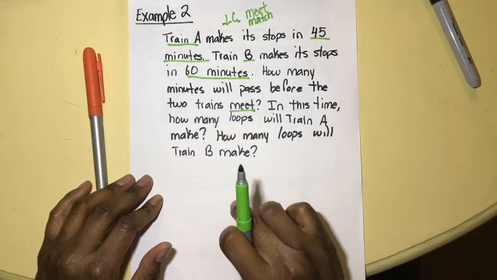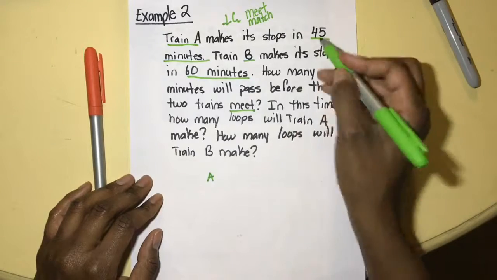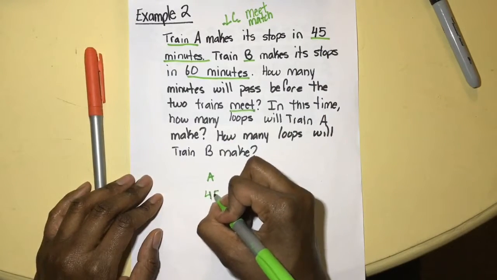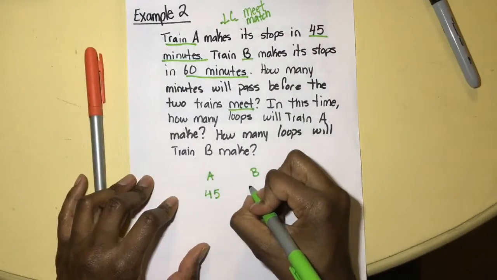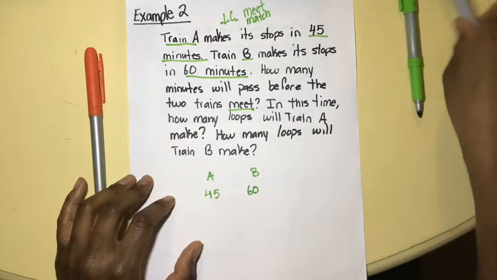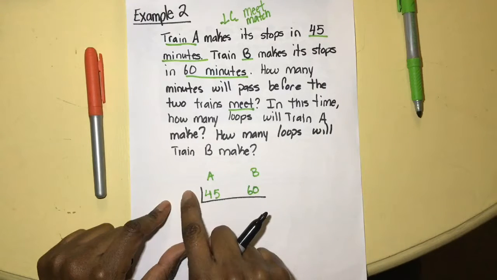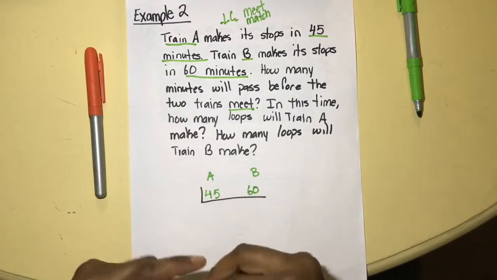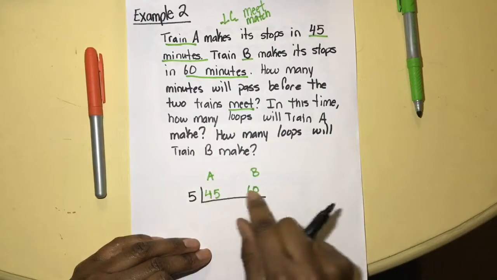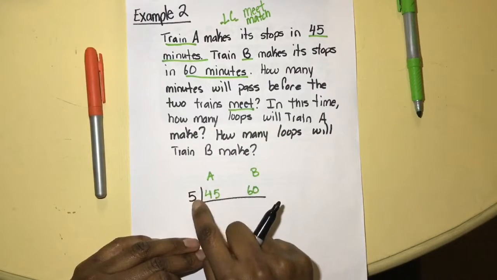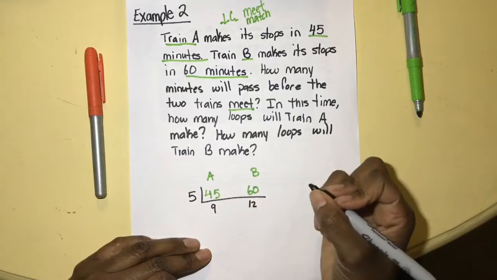For this example, I'm going to use the ladder method. So for train A, it makes its stops every 45 minutes. Train B makes its stops every 60 minutes. So I'm going to factor these two numbers. I want to know what number can go into both 45 and 60 evenly. Well, I know that 45 and 60 are divisible by 5. 45 divided by 5 is 9, and 60 divided by 5 is 12.